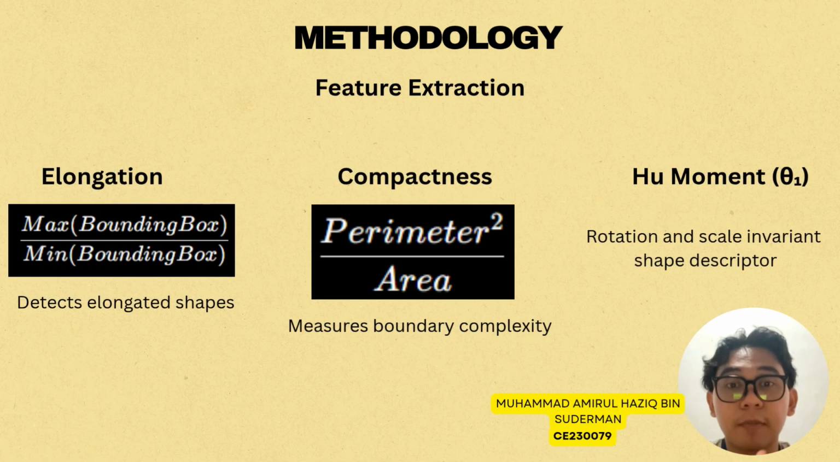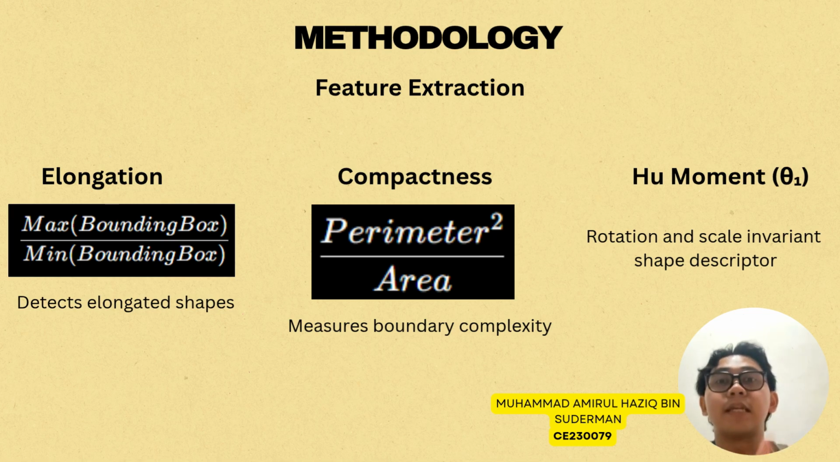Next, I would like to talk about the feature extraction. There are three features that we have used in this project: the elongation, the compactness, and the last one, the Hu moments. Elongation, as you can see on the left side, has the formula: the max of the bounding box divided by the minimum of the bounding box. Its function is to detect any elongated shapes in all the 15 datasets, or 15 pictures, that we have generated earlier.